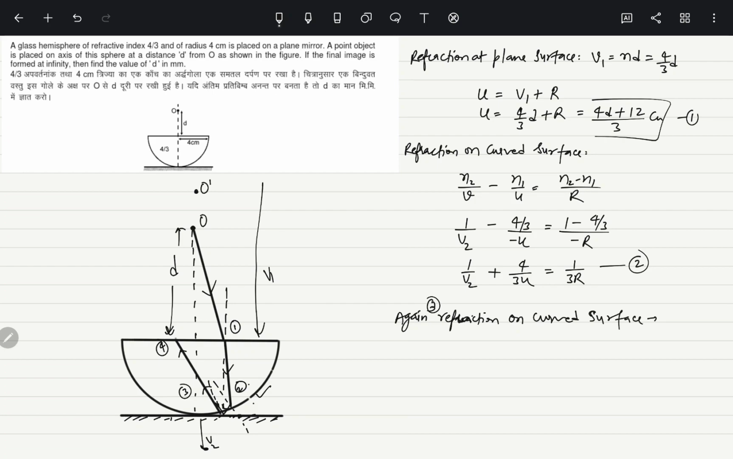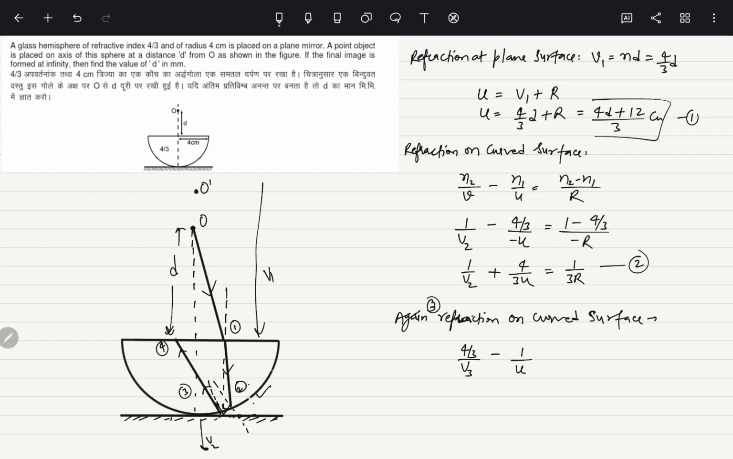Okay, so for this one the formula is still the same. I'll just put the values directly now. For this one I'll assume n2 will be 4 by 3, and let's say the image distance is v3 after the third refraction, minus n1 will be 1, and u this time will be considered as positive because this object is a virtual object.